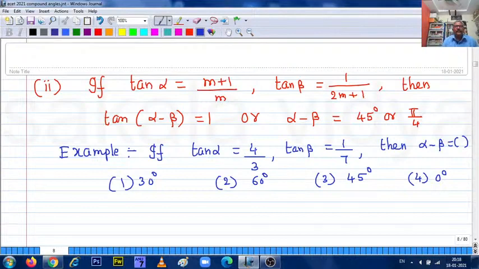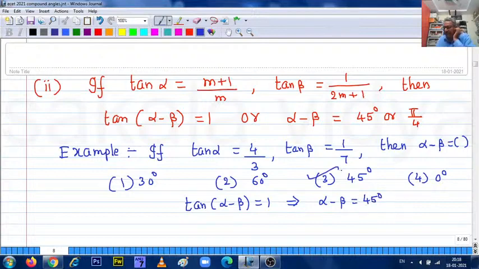See, m is equal to 3, m plus 1, 3 plus 1, 4. So this is 1 by m is equal to 3, 3 into 2, 6 plus 1, 7. It is in the form of 1 by 2m plus 1, this is m plus 1 by m. So that's why tan alpha minus beta is equal to 1. That implies alpha minus beta is equal to 45 degrees. Yes, third option is the right option.